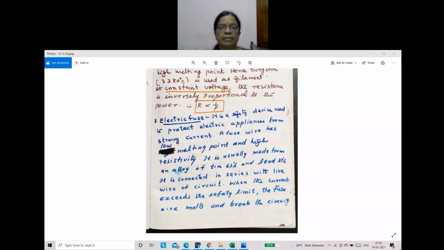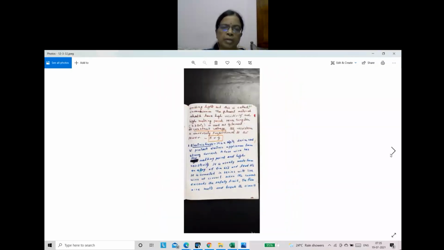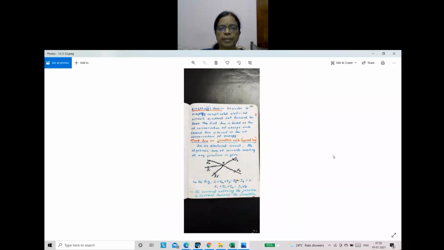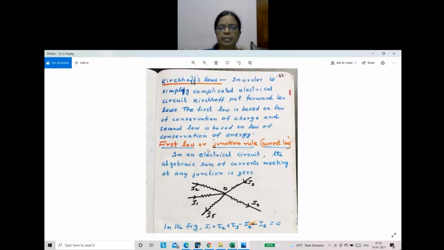Okay. All these things you know. Next is a very important part which you have not studied, I think, last year in 10th standard. This is Kirchhoff laws. The important part comes now. Power, heating effect, fuse wire, all these are small things but important. But the most important thing is this Kirchhoff law.